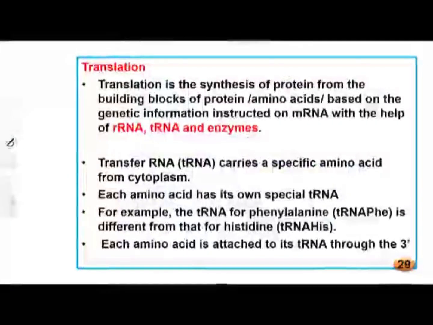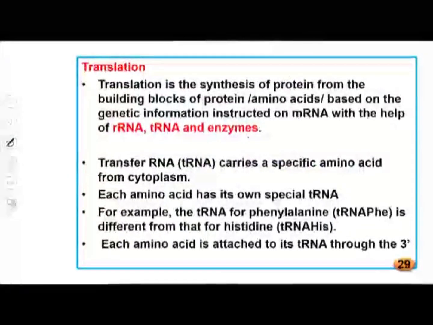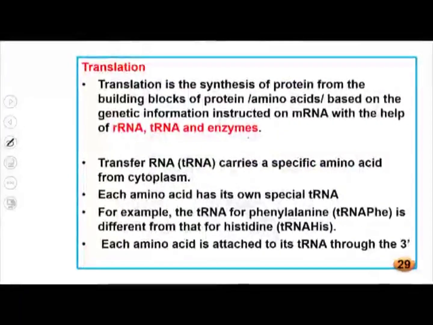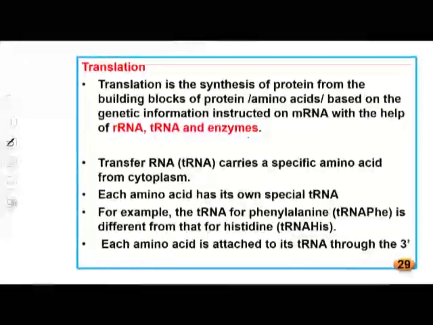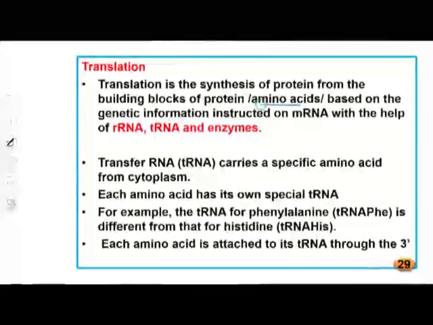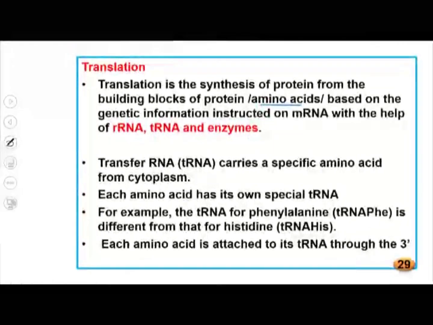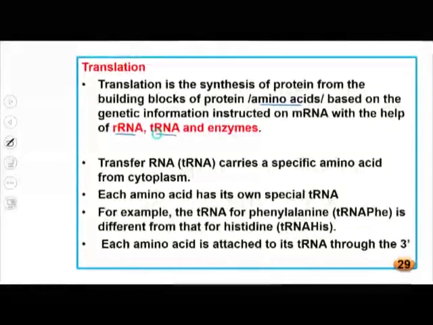The other process or step in protein synthesis is translation. Translation is the synthesis of protein from the building blocks of protein, which are amino acids, based on the genetic information instructed on messenger RNA with the help of ribosomal RNA, transfer RNA, and enzymes.